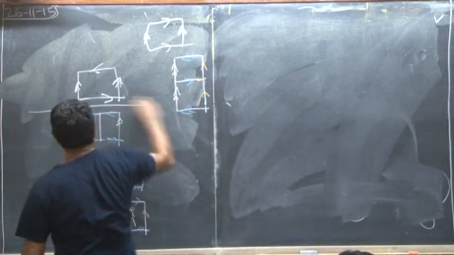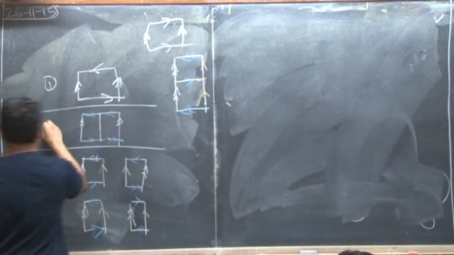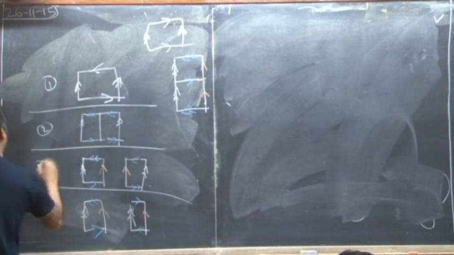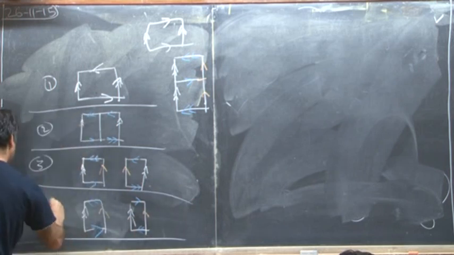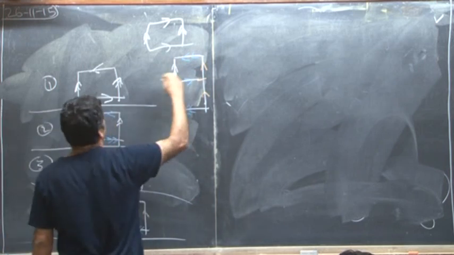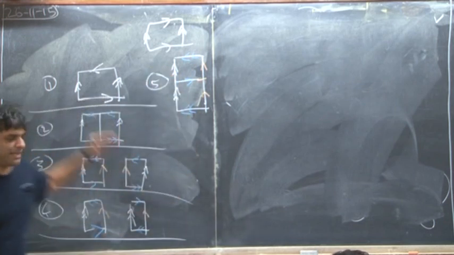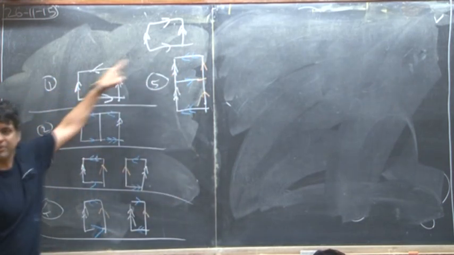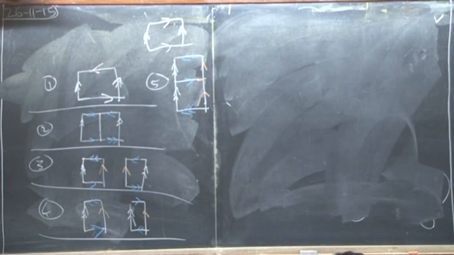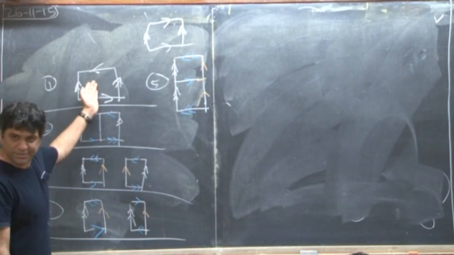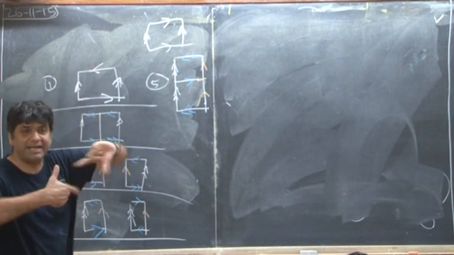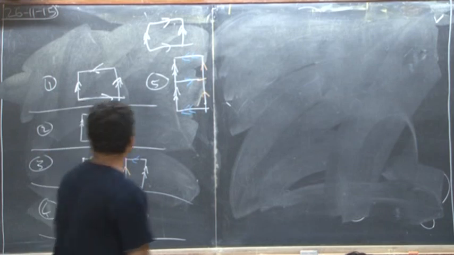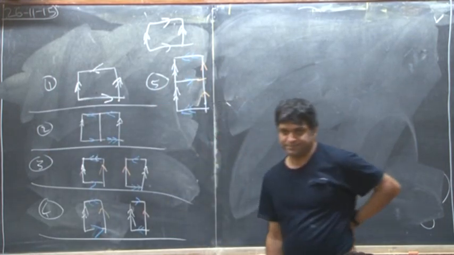This is 1, this is 2, this is 3, this is 4, and this is 5. So in 5 steps, we've gone from this to this. Is that clear? What I am trying to explain is that this identification of the torus, the orientation reversal identification of the torus, is the same thing as this.